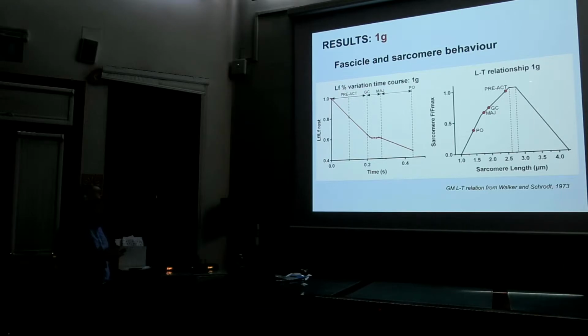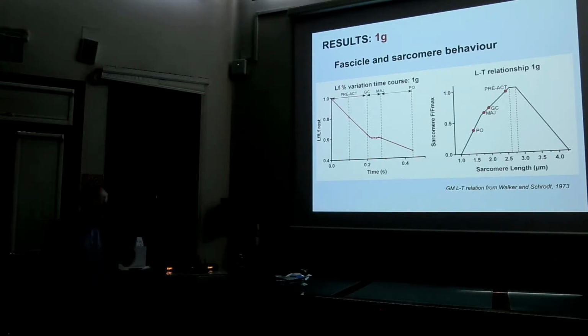When we consider the sarcomere length in the sarcomere length-force relationship, you can see that upon ground contact, the fascicles are very close to optimum length. As the fascicles contract, so as we move from the beginning of the preactivation phase to the push-off phase, you can see that we go down the left side of the length-tension relationship, reaching very low sarcomere length.